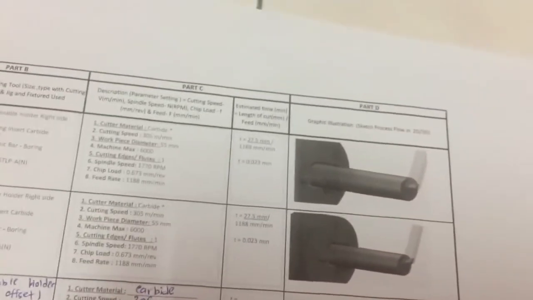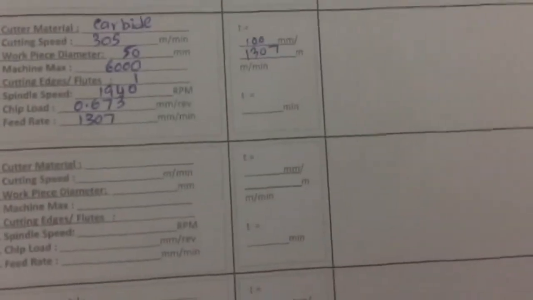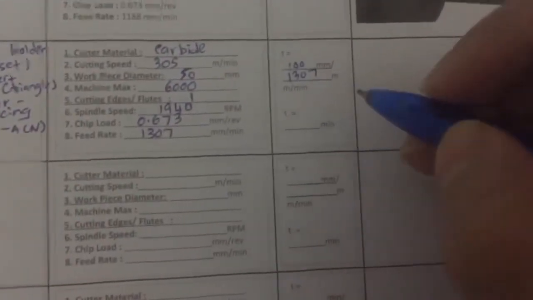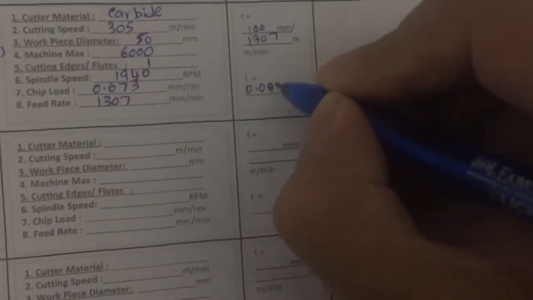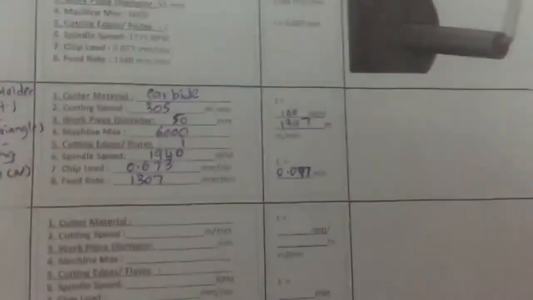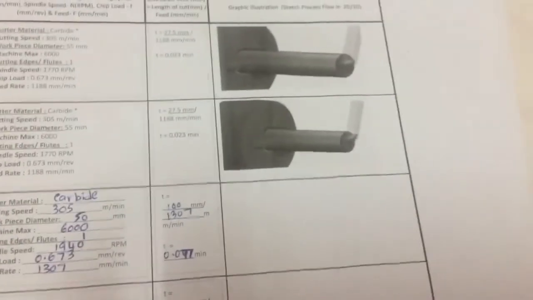Next, we go to the next column. For this is the length of the road. This is 100, and under it is the feed rate 1307, and then use the calculator to find the estimate time. The answer is 0.007. My mistake, 0.077. Yes. And next is part D, that we need to draw the process.